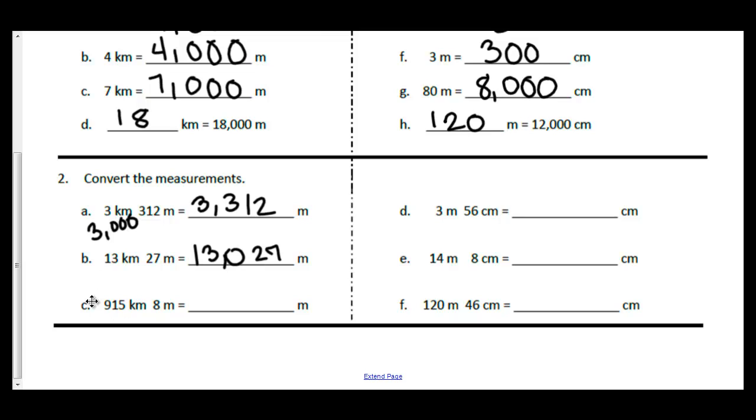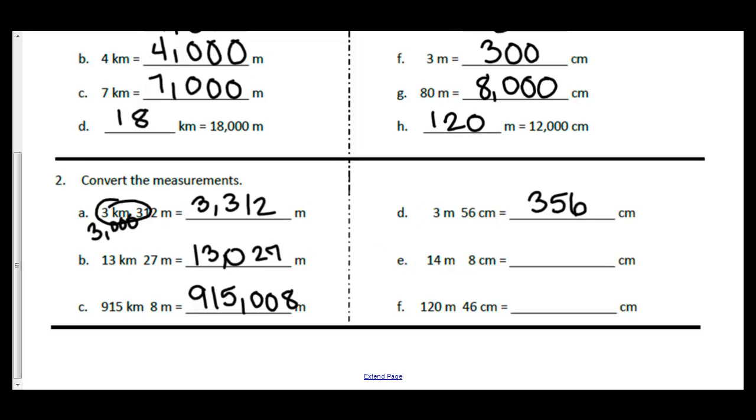A little bit harder. We have 915 kilometers. That's 915,008 meters. So remember, there are 1,000 meters in a kilometer. So for every kilometer, it's going to be equal to 1,000 meters. All right, now over here it's a little bit different because this is not equal to 1,000 centimeters, it's 100. So 3 meters would be like 300 centimeters. So when you add that together, you get 356 centimeters.